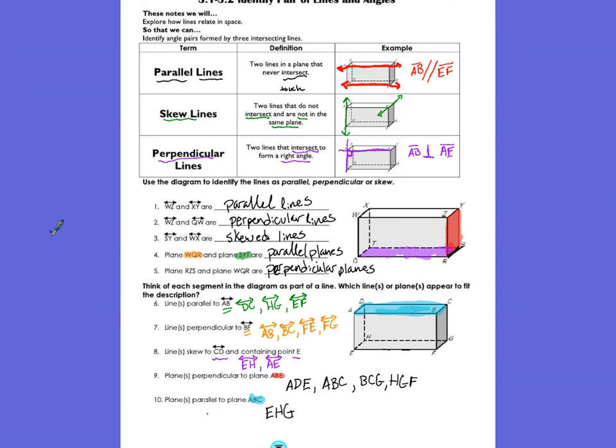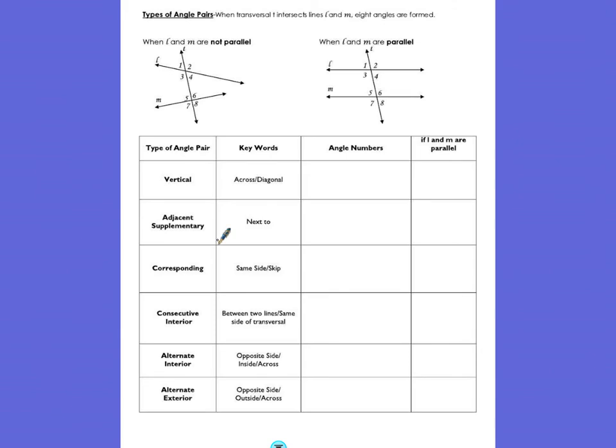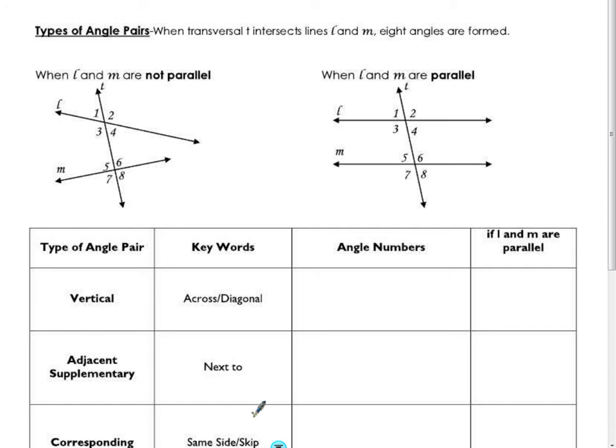So, real quickly here, we're looking at the next page of our notes. There's special types of angle pair relationships that exist when two lines are parallel and a third line, we'll call it line T, intersects those parallel lines. More importantly, there's 8 angles that are formed by those two parallel lines.